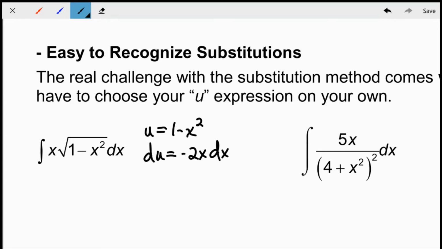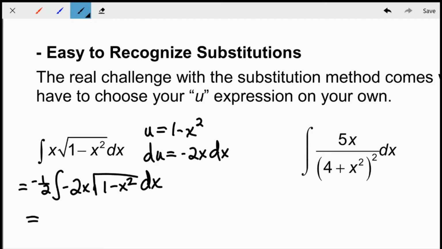Okay, so again, work that out in your head in advance so that you just don't start working through the problem, get 3-4 steps in, and then realize, oh, this isn't going to work, and then you have to start over again. Okay, so I need a negative 2 in here. I can't really squeeze that in, so I'll just rewrite this. This would be the same as negative 1/2 times the integral of negative 2x times the square root of 1 minus x squared dx.